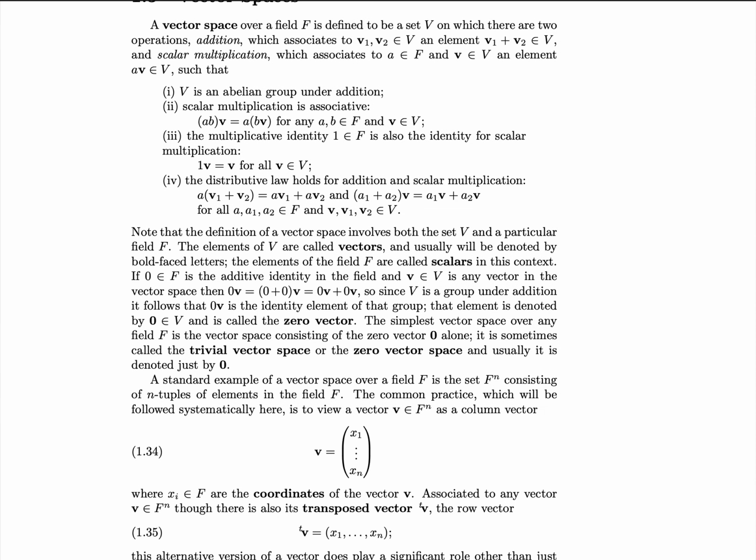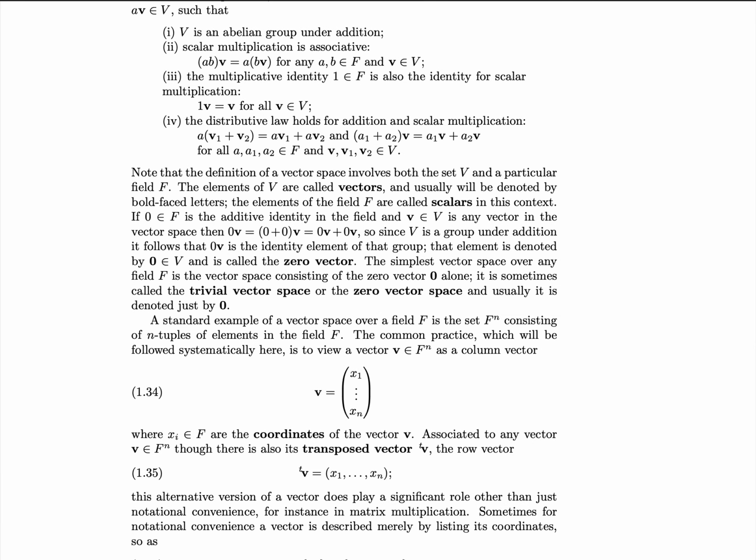Note the definition of a vector space involves both the set V and a particular field F. The elements of V are called vectors and will be denoted usually with bold-faced letters, but when written you can write an arrow above them, and the elements of the field are called the scalars in this context.